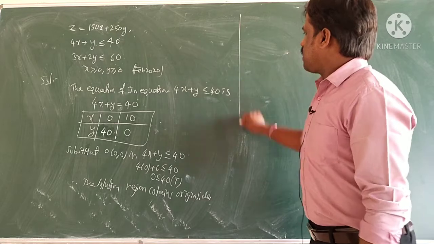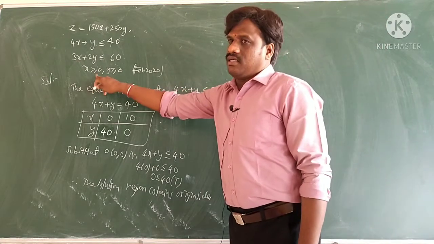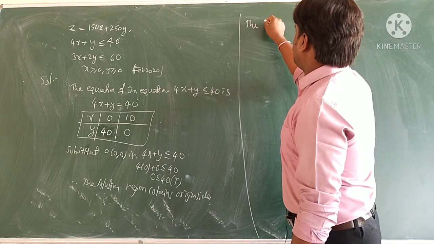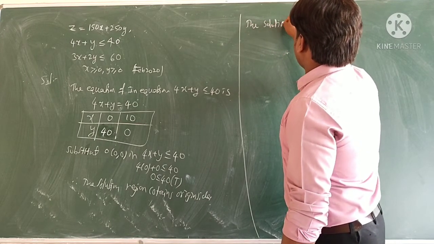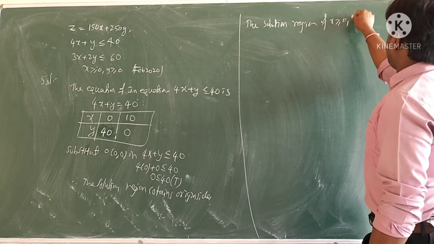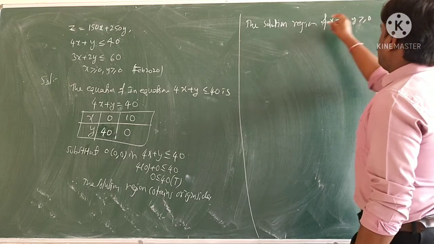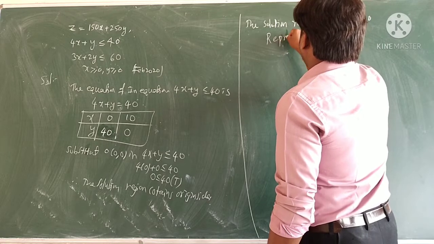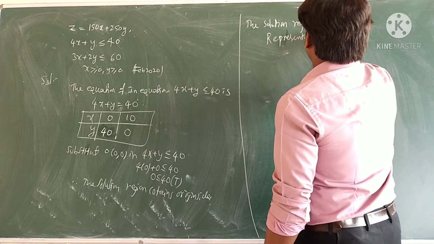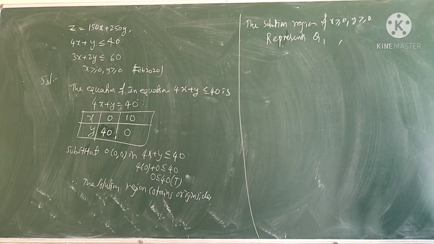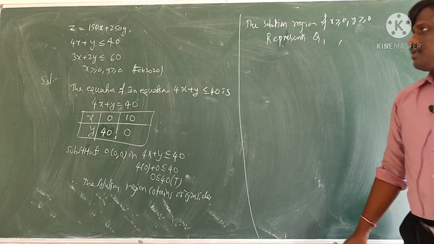Oh, I forgot to write the first picture. This should be written first. What you have to write: the solution region of x greater than or equal to 0, y greater than or equal to 0 represents quadrant 1. And this you have to write always. X greater than or equal to 0, y greater than or equal to 0, whenever you have to write that the solution region contains the first quadrant.